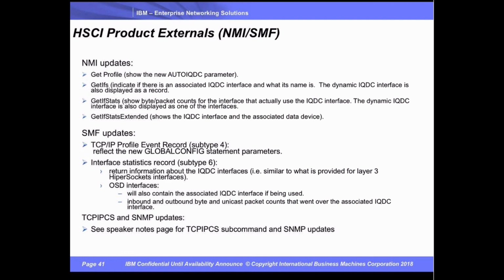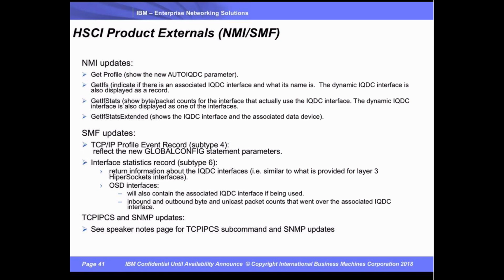All right, on slide 41, moving into the network management product externals. We did update NMI, SMF, and SNMP to reflect the various Netstat display changes that we support. So for the get profile under NMI, we show the new auto IQDC parameter and the subparameters. The get IFs call now shows you the associated IQD interface name with the OSA. And the dynamic IQD interface is also displayed as a separate record since it is an interface.